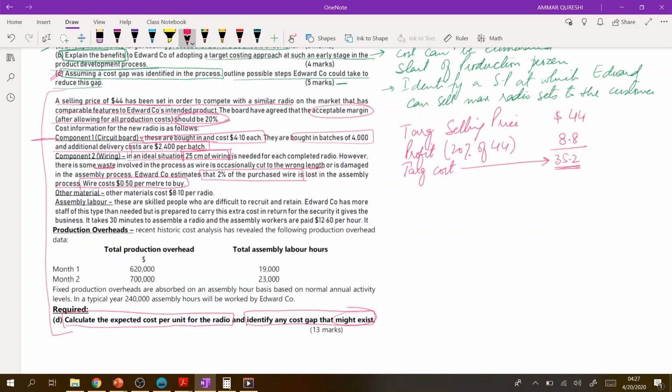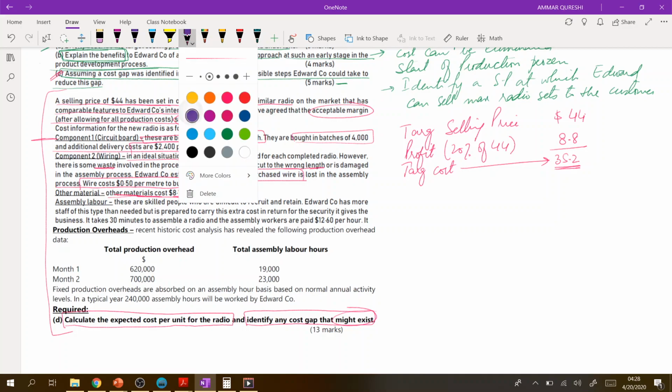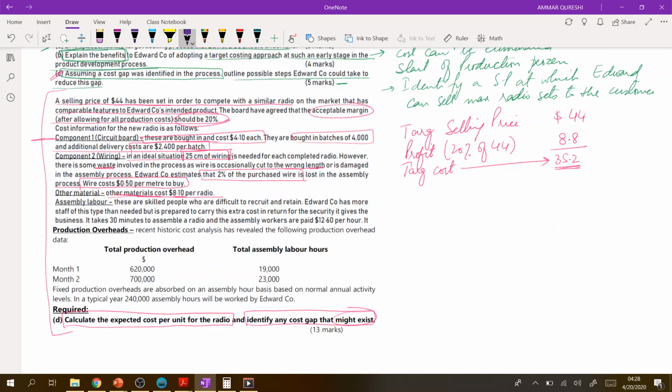Right. You may pause this video and try to think what this component 2 is saying. See, it's simple. 25 centimeters is required and 2% is a normal loss, right? So we'll adjust normal loss there. Other material cost is around 8.1 per radio. So it's simple, right?